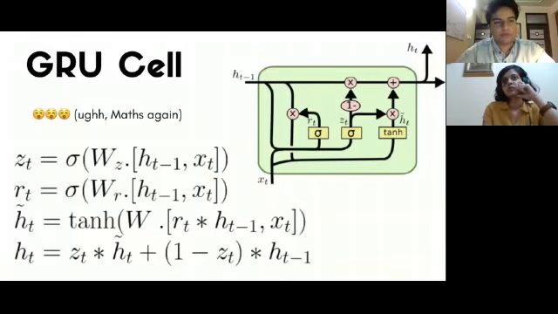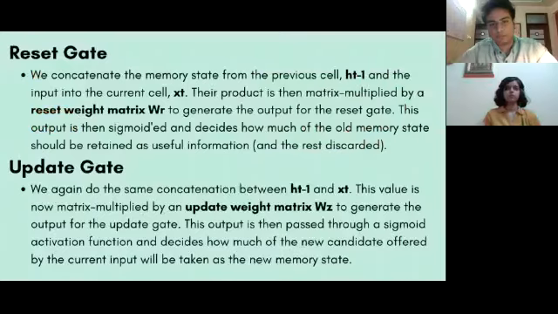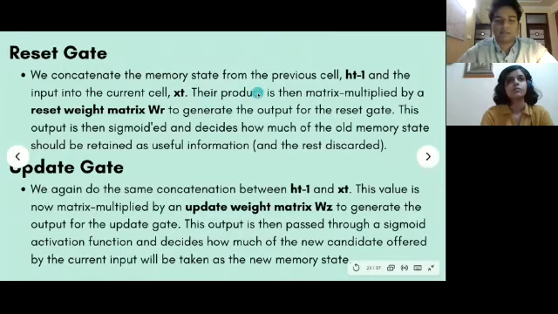All right, guys, I hope you understood the gated recurrent unit. Let's move on now. This is just the same thing, but written down in text. So I'll go through it one last time because I want you to understand this. We concatenate the memory state from the previous cell, ht minus 1, and the input into the current cell, xt. Their product is matrix multiplied by WR, and we sigmoid it, and this decides how much of the old memory state should be retained as useful information. This is the reset gate.